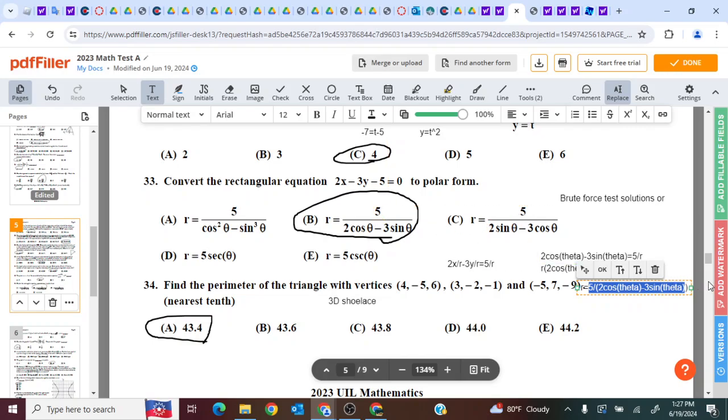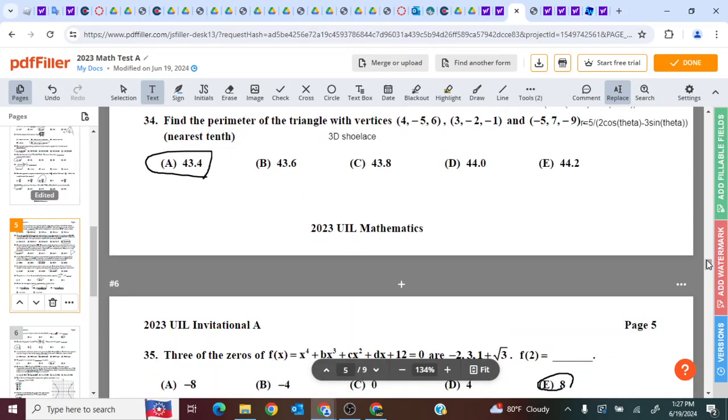34. Find the perimeter of the triangle with the side lengths. Well, excuse me.